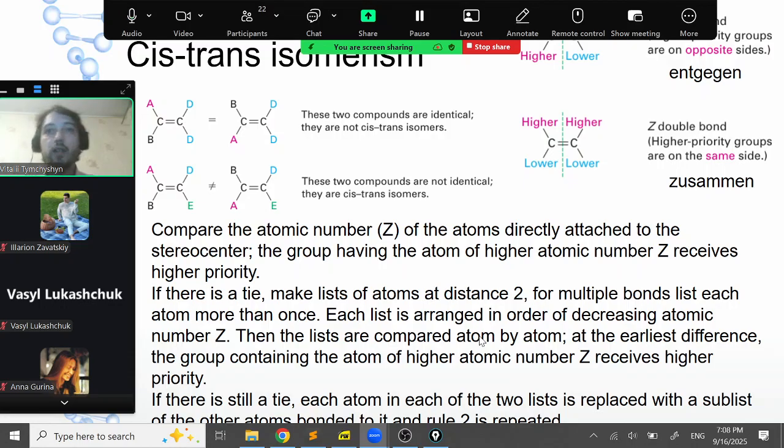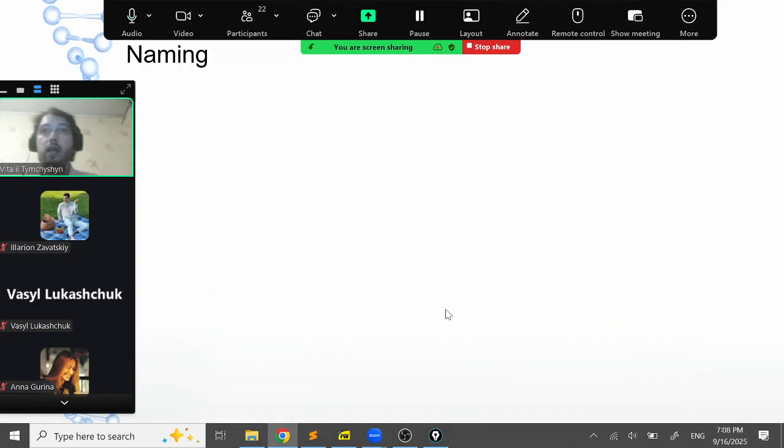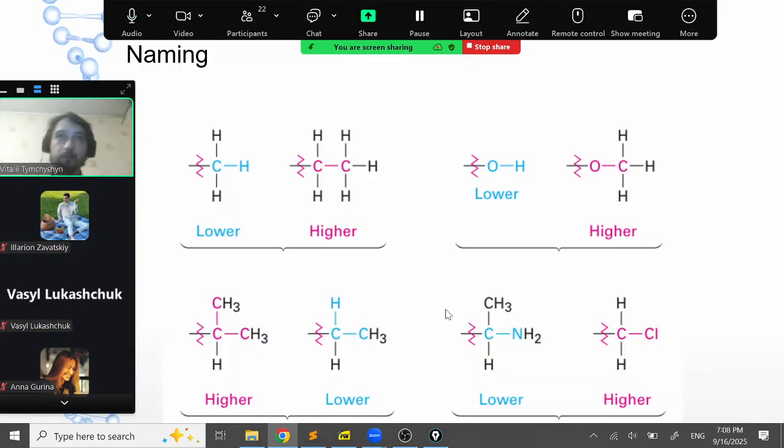If there is still a tie, each atom in each of the two lists is replaced with a sublist of the other atoms bonded to it, and rule 2 is repeated. So it's just some sort of mechanistic rule that you apply and you get the number. So here is some sort of example.